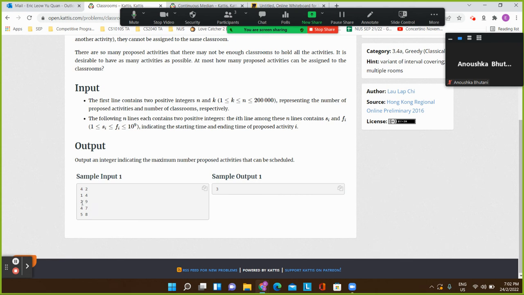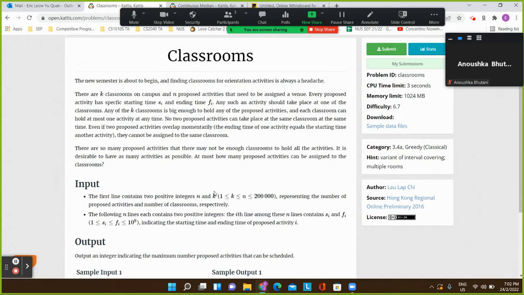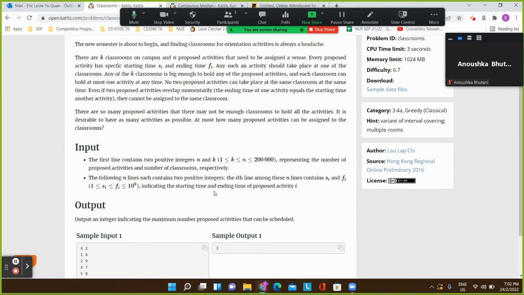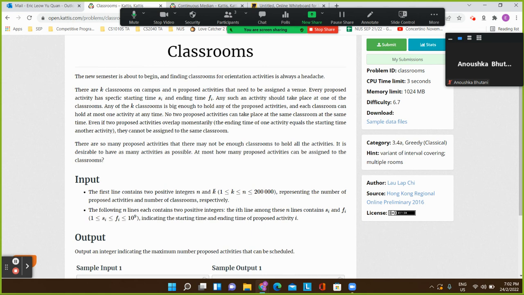In the other classroom, you can only put either 2 to 9 or 5 to 8. You cannot place both of them together. So the maximum number of activities you can hold is 3 if you have 2 classrooms. This seems pretty alright: you are just trying to find the best way to allocate different intervals into n classrooms. This is very similar to one problem that we saw previously.